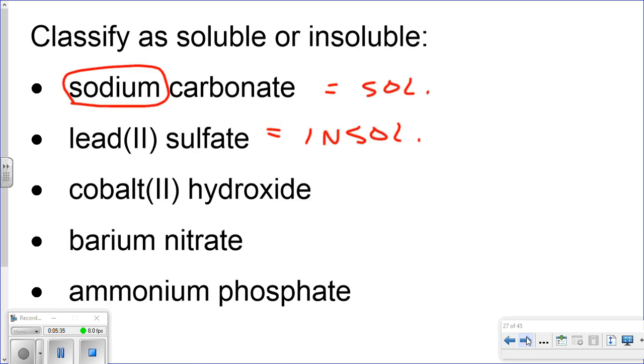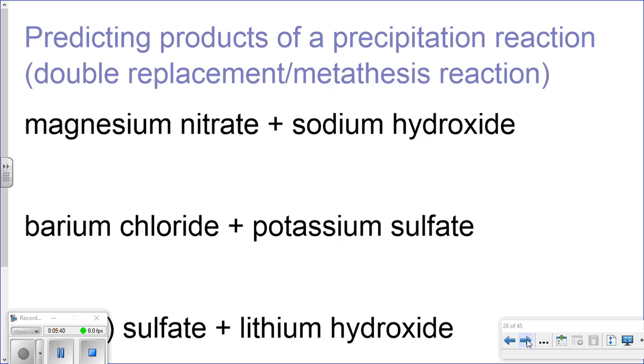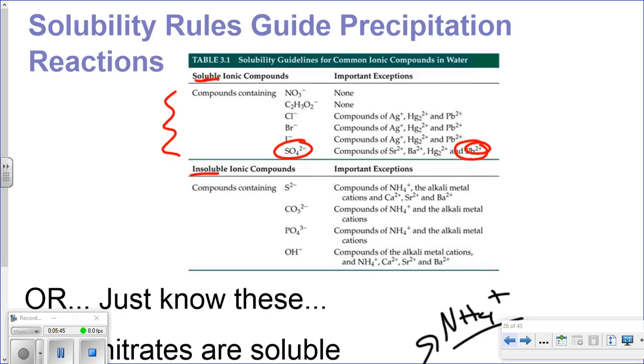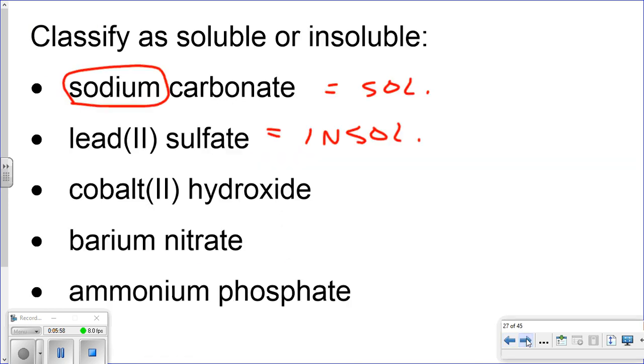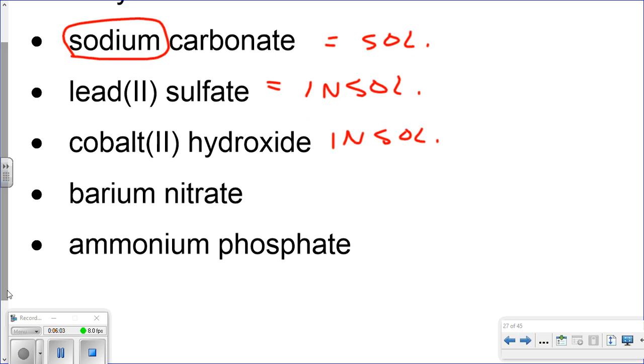So I was correct. Cobalt 2 hydroxide. I'm going to tell you this, most hydroxides are insoluble. There it is in the insoluble area. Since it says that these hydroxides are insoluble, and it's not listed as an exception to that insolubility, that makes this one insoluble. Barium nitrate, that's an easy one. Anytime you see nitrate, that's soluble. It will dissolve in water. And this is an ammonium compound that's soluble, that will dissolve in water.